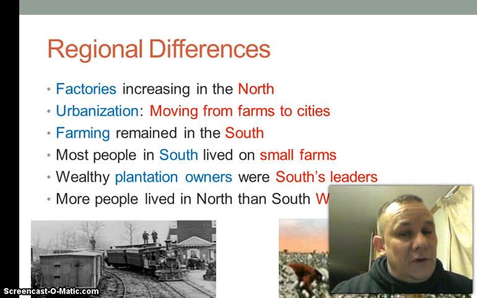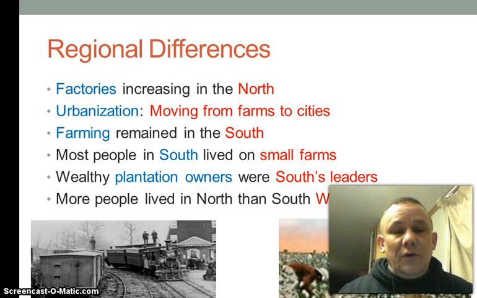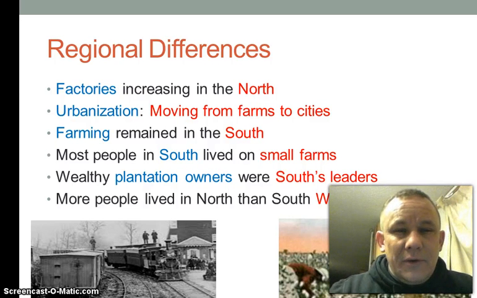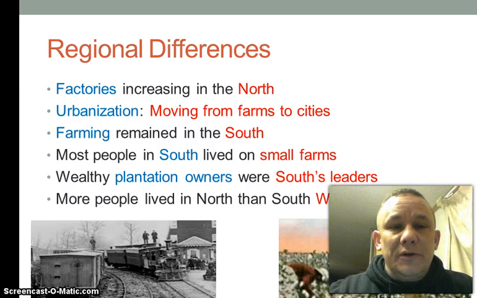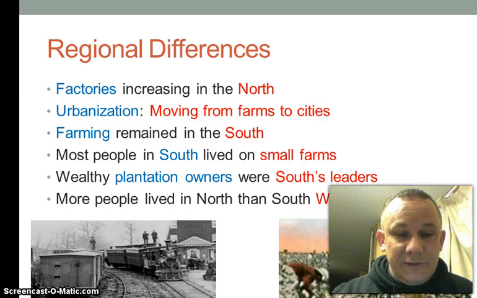More people lived in the North than the South. Why do you think this is? Well, more people lived in the North because of the factories. People from the South were moving to the North in order to find work and a better living for their families.